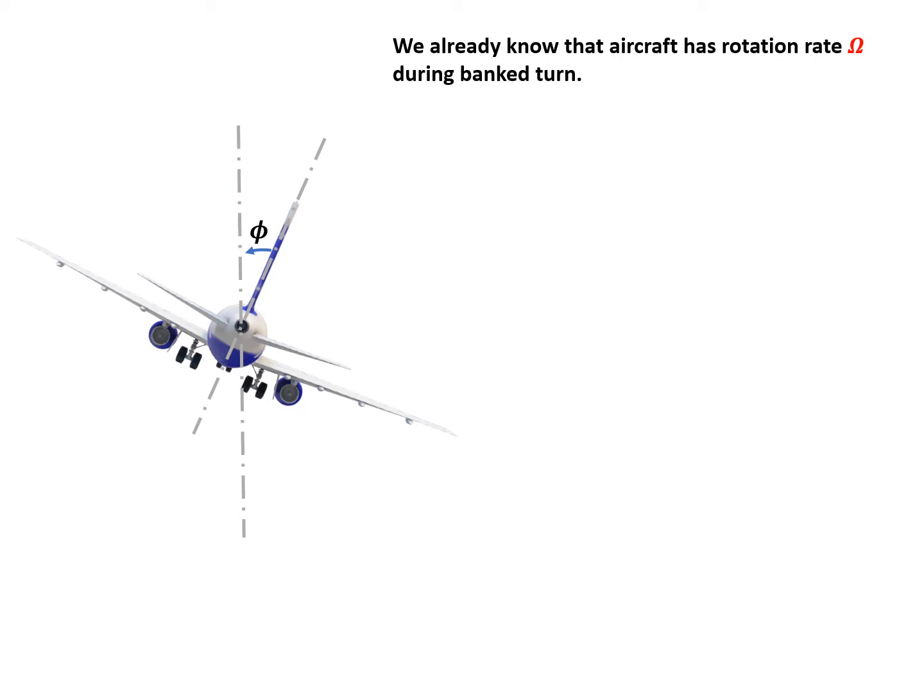We're still looking at the bank turn, and we already know that the aircraft has a rotation rate during a steady bank turn, so it's pointing downward. Since this omega is pointing downward, it will produce two components, one along the wing and one along the vertical tail, with directions shown in the graph. The Q component equals omega times sine phi, where phi is the bank angle. The other one, R, is omega times cosine phi.